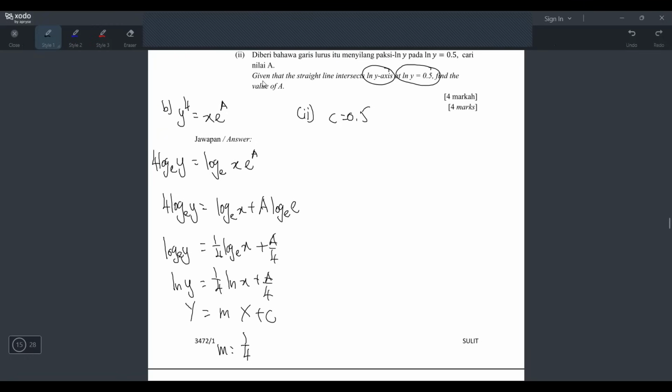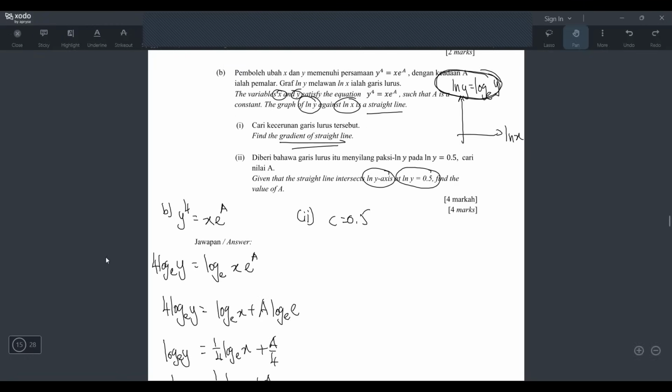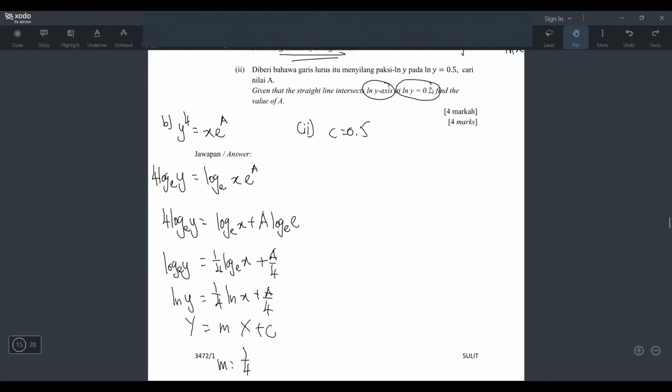Okay, then number 2, how to do? Given that the straight line intersects ln y-axis. Ln y is the y-axis lah. And at 0.5, find the value of a. Means the 0.5, that's the y-intercept. And from our equation, we already know the y-intercept is a over 4, right? So if the y-intercept is 0.5, means a over 4 equals 0.5, and my a will be 0.5 times 4, which is 2. So yeah, that is the answer.